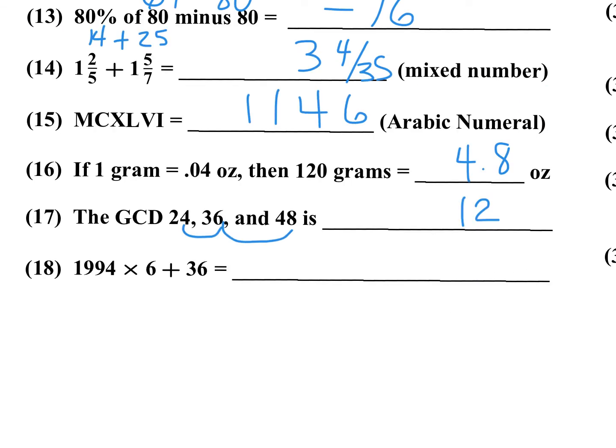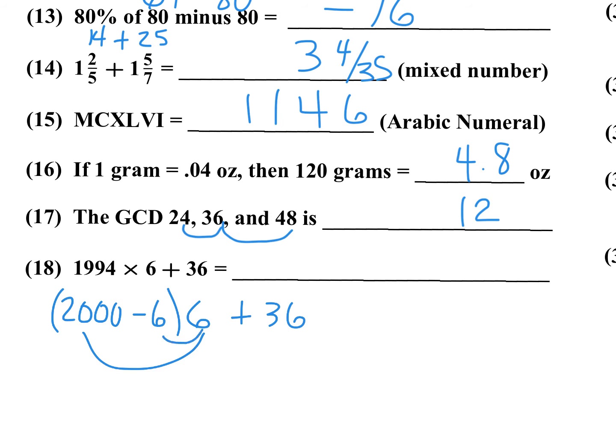Number 18, 1994 times 6 plus 36. So when you see 1994, you're 6 short of 2,000. So I have 2,000 minus 6, and I multiply by 6, but then I'm going to add 36. So 6 times 2,000 is 12,000. The minus 36 and the plus 36 will cancel out. So all you have to do is 6 times 2,000, that's 12,000. Neat little shortcut. Everything canceled out, and you have an even number of 12,000.